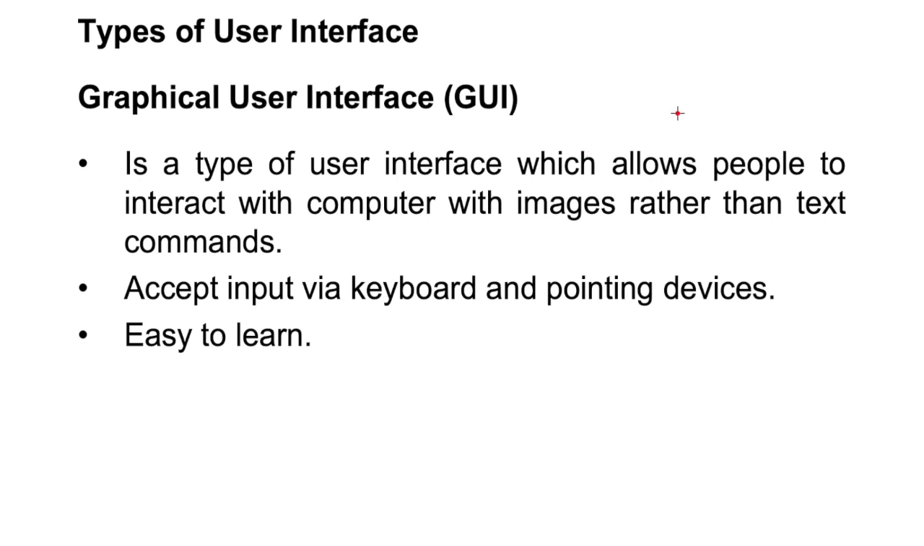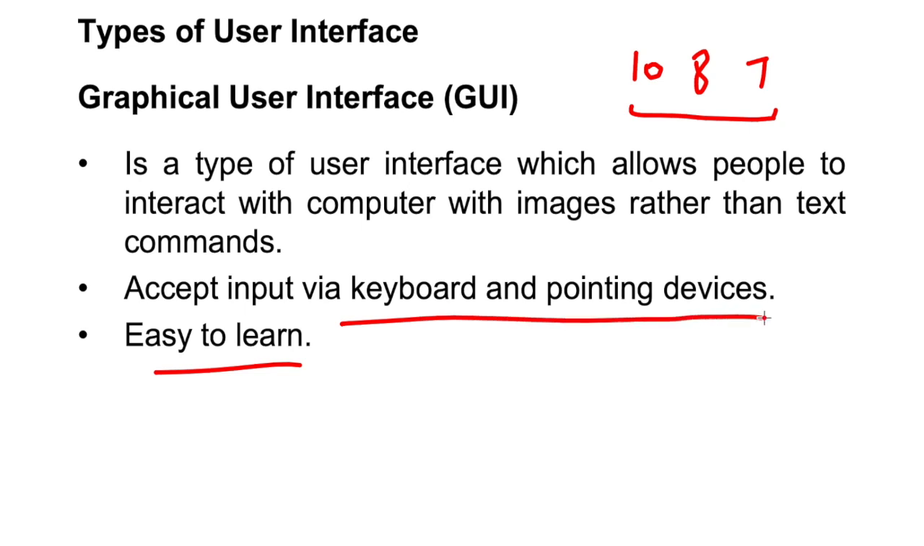So we need to remember these different commands to use the command line interface. Graphical user interface is a type of user interface which allows people to interact with the computer with images rather than text commands. For example, we are familiar with Windows 10 or Windows 8 or Windows 7. These are all graphical user interfaces because we can see the files, folders, My Computer, menu, and everything is a visual interface. We use pointers to mostly interact. We don't have to use much of the keyboard. It is very easy to learn, and accepts input via keyboard and pointing devices.